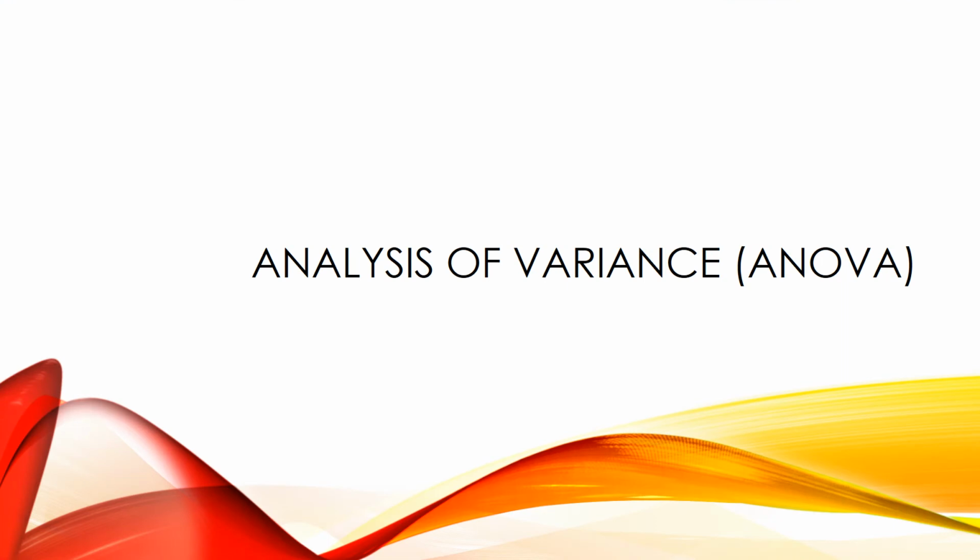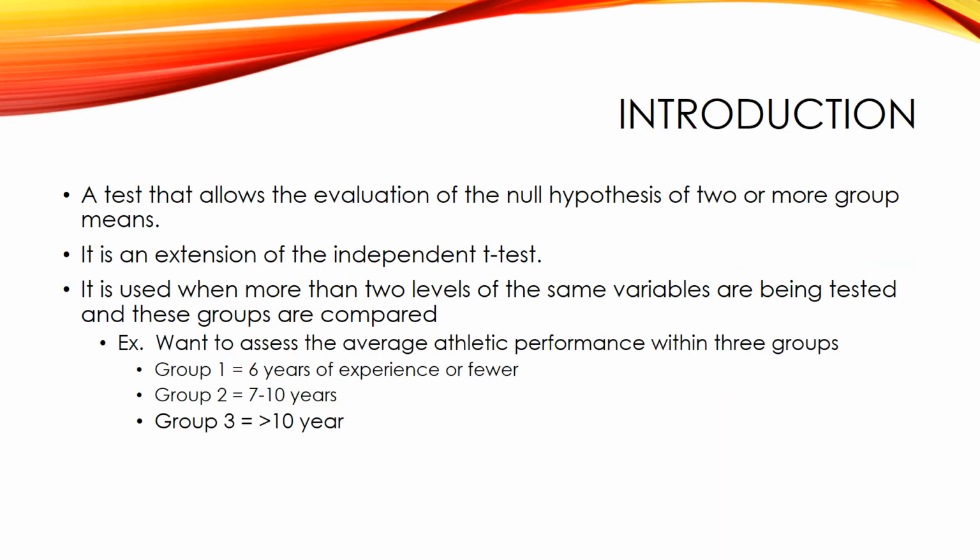So the next type of statistic we're going to talk about is an analysis of variance. And this allows for the evaluation of the null hypothesis between two or more group means. It is an extension of the independent t-test, all right? But again, that was one group with two different measures. Now you took one group, pre-test, post-test. That's what the t-tests were for.